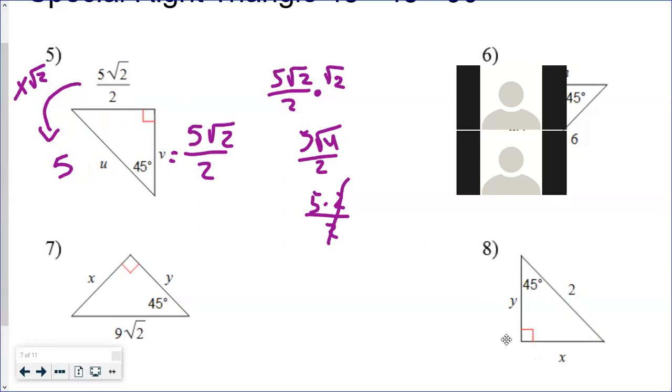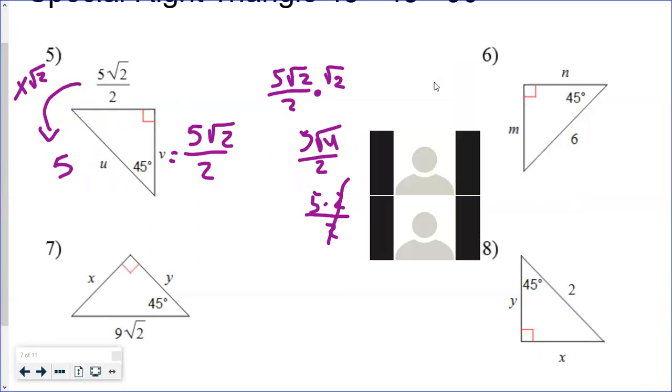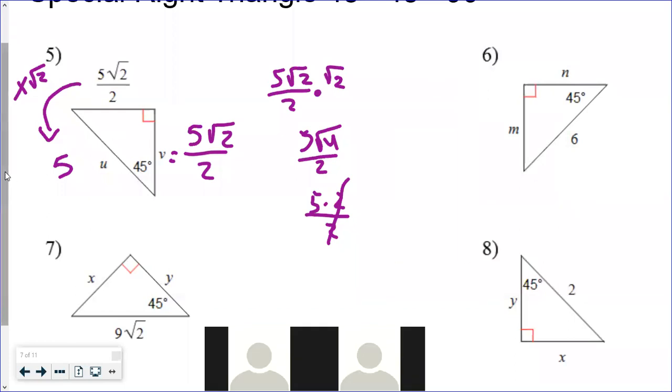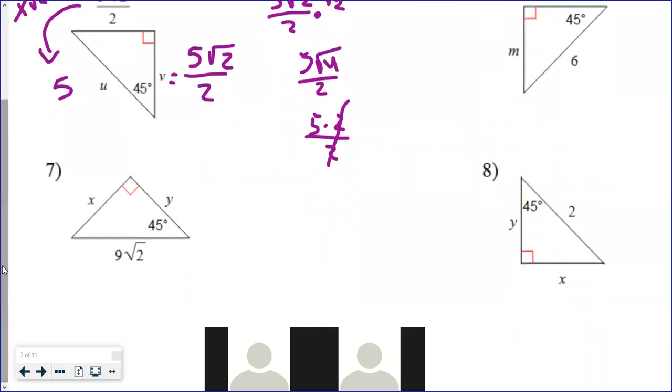All right. Well, then we're just going to go with Jaden. Jaden, you help me out on 7. Say hi so I know you're there. All right. So 7, Jaden, are you given the leg or the hypotenuse? The hypotenuse. There you go.